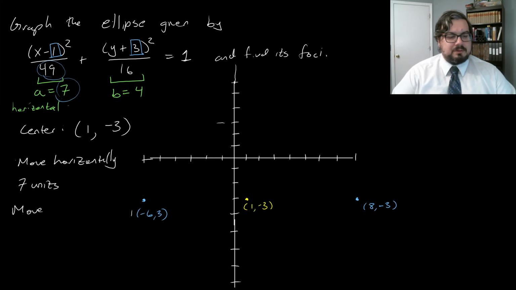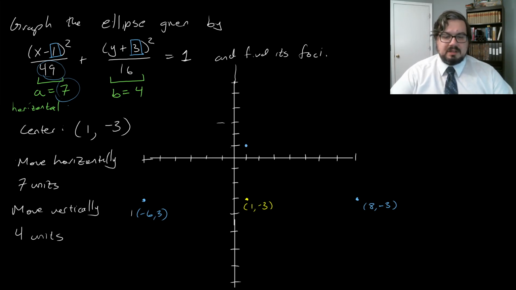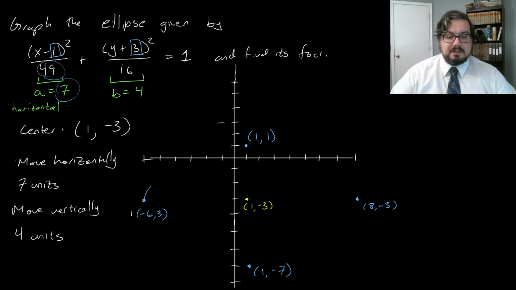And then we're going to move vertically 4 units in order to get to the vertices above and below the center, and that's because the square root of the number underneath the y term is 4. So we get 1 comma 1 and 1 comma -7 as our two vertices there. That gives us enough information to sketch out the graph of this ellipse, and this one's pretty big.